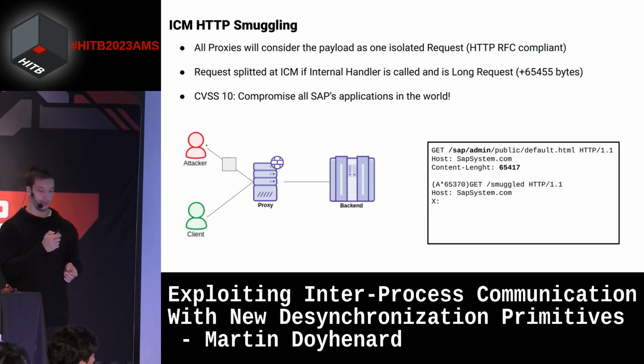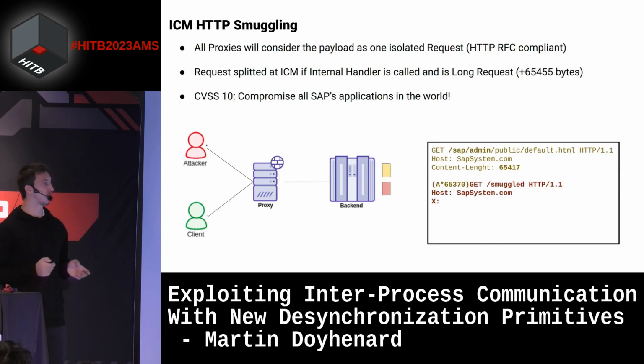We have this request which should affect the ICM because we are sending a request to /SAP/admin. Okay, the request is longer than 65 kilobytes. And actually the 65 kilobytes stop exactly here before the GET in the body. Okay, we have this A times 65,370, which is actually a lot of A's. And this is going to cause the backend to split the connection. They split the request. So when the attacker sends this to the backend, the proxy will forward this as an isolated message, but the backend will split this into 2.